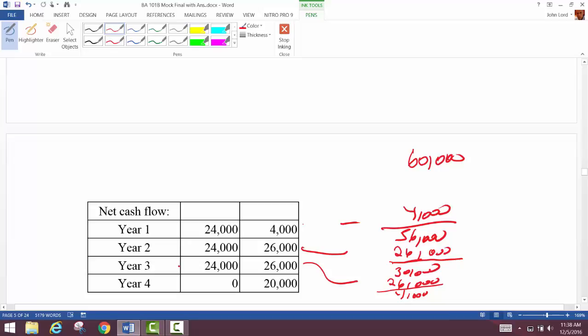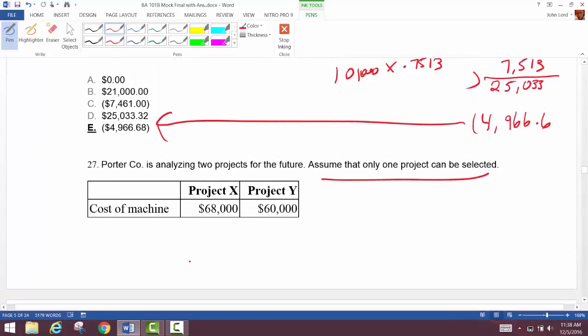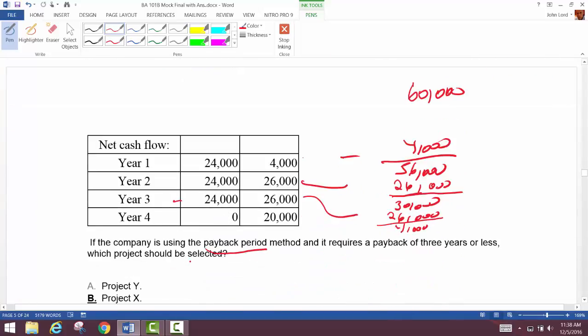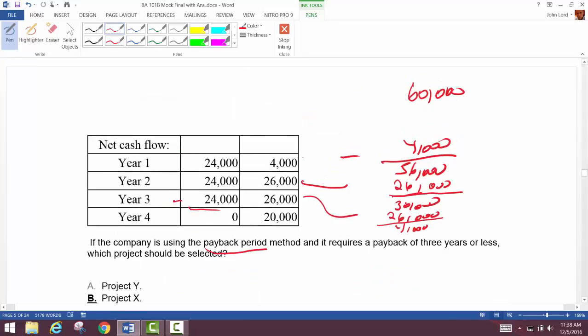Meanwhile, somewhere towards the end of year 3, I had recovered my money on project X. So project X is a better project because it has a quicker payback period. For project X, we simply took the 24,000, how much it was going to be each year, and divided it into what we have to invest. We would recover it in 2.83 years. Whereas project Y, as I just indicated, we had to go all the way to year 4. So which one paid back quicker?